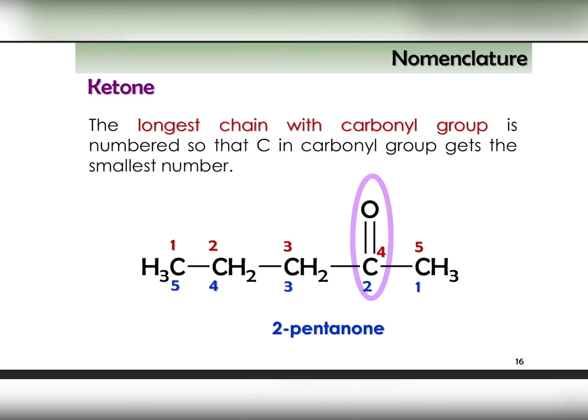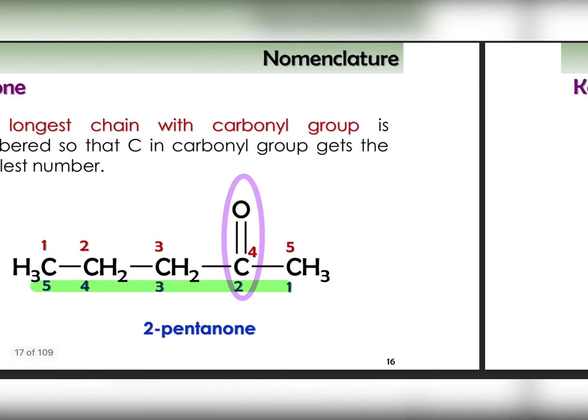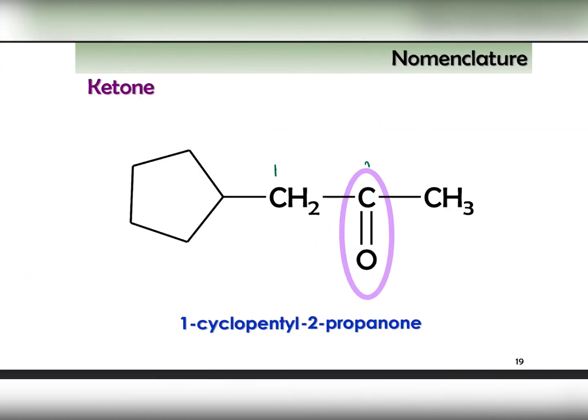And kita akan always cari the longest chain of the carbon chain. And then C double bond O tu akan at the lowest parity ataupun the smallest number. So kita akan ikut numbering yang warna biru bahagian bawah tu. Kita tak akan ikut yang bahagian merah yang atas tu. So this structure adalah 2-pentanon. Okay, so ini structure ni kita numberkan from left. And cyclopentyl sebagai substituent, so the naming akan jadi 1-cyclopentyl 2-propanon.